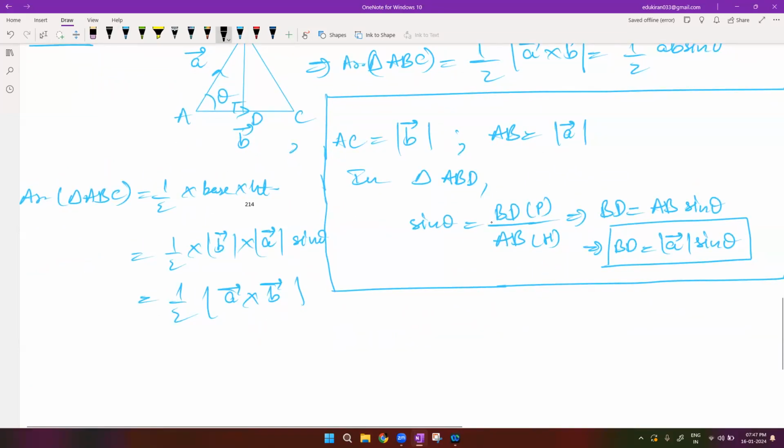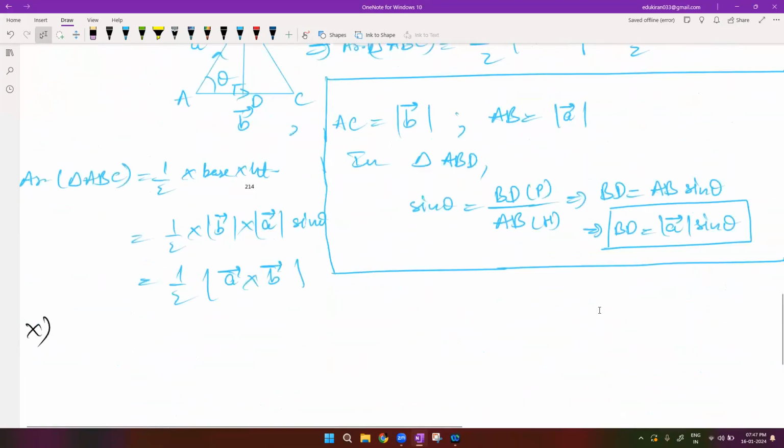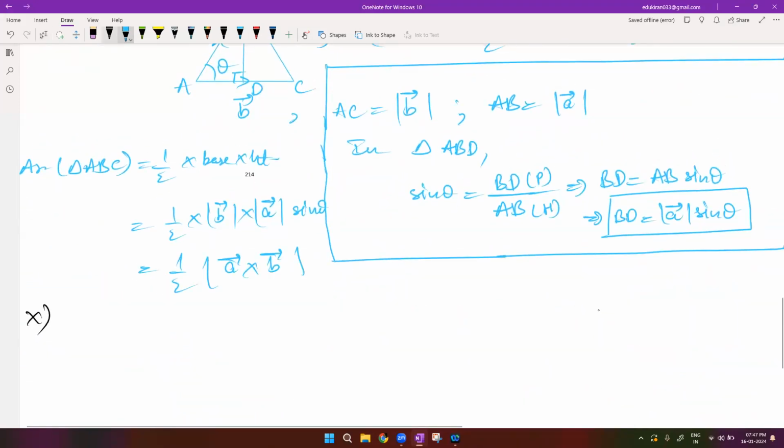So if we know two sides of a triangle, we also know the area of the triangle. And the same property can be extended to a parallelogram also. Ninth. Okay. This is also an important property, by the way.